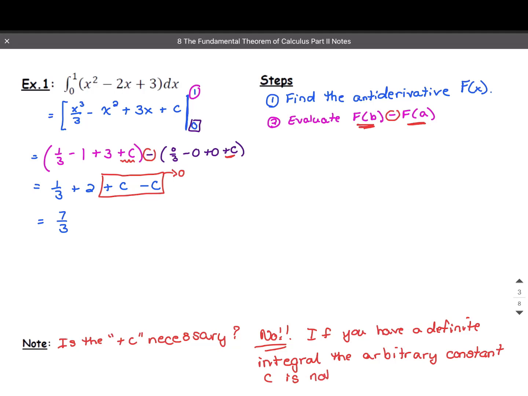Is not needed. Yay! One less thing to have to write. All right, let's try another one.